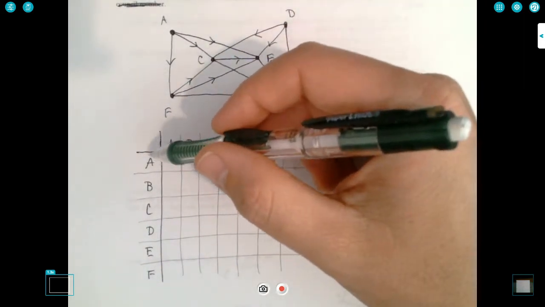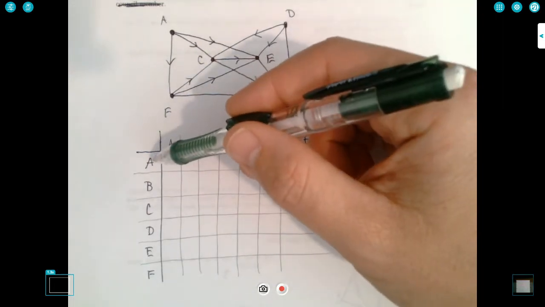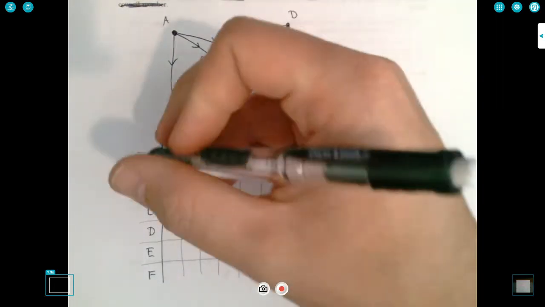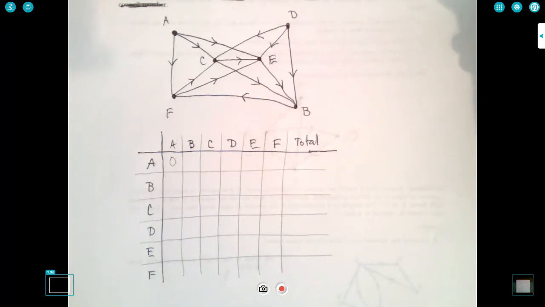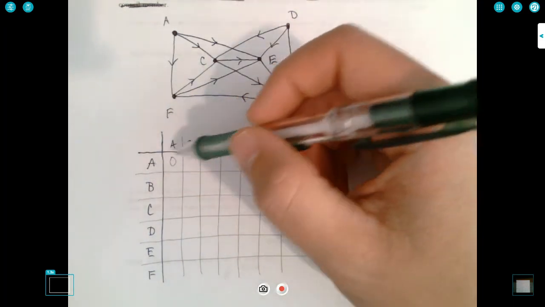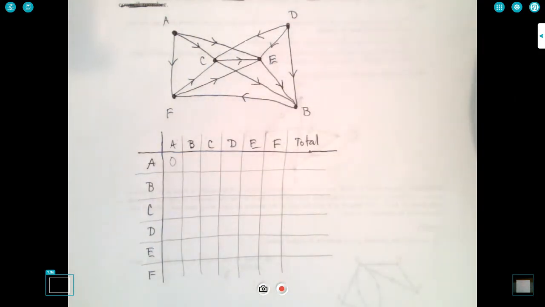Okay, so the way that we would fill this chart, we would ask ourselves, does A have influence over A? And the answer is, well, I mean, it's the same person, so it doesn't really make sense. We're just going to put a 0 for that. Does A have influence over B? And if so, in how many ways?